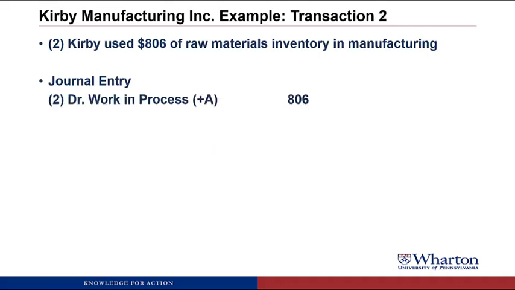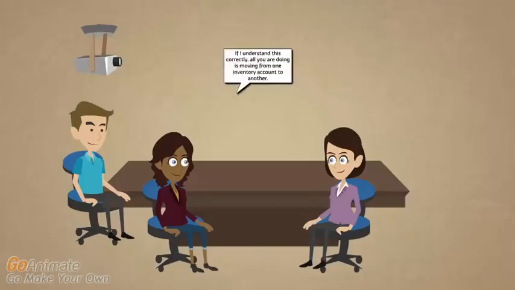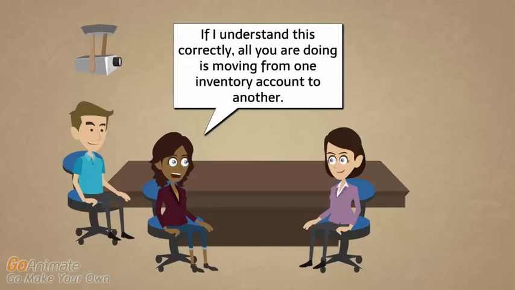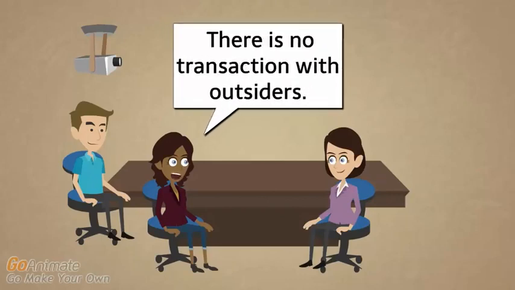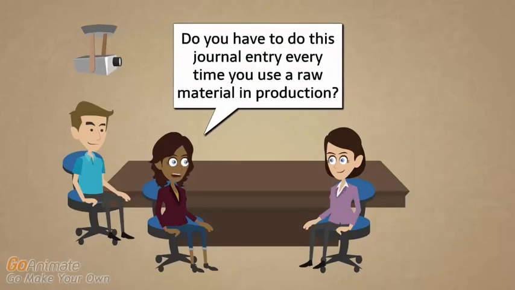So here we're going to debit an inventory account called work in process. It's an asset that's going to go up by $806. And we're going to credit the raw materials inventory account to reduce it by $806. If I understand this correctly, all you're doing is moving from one inventory account to another. There is no transaction with outsiders. Do you have to do this journal entry every time you use a raw material in production?